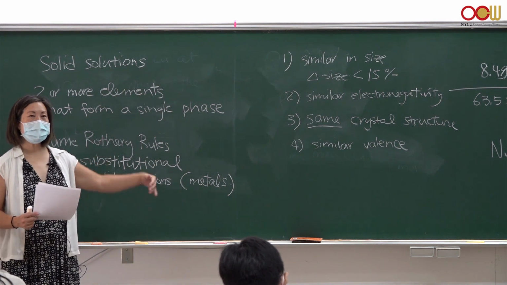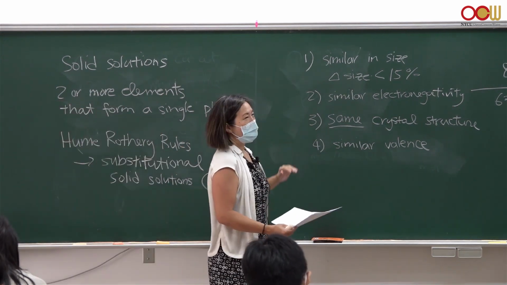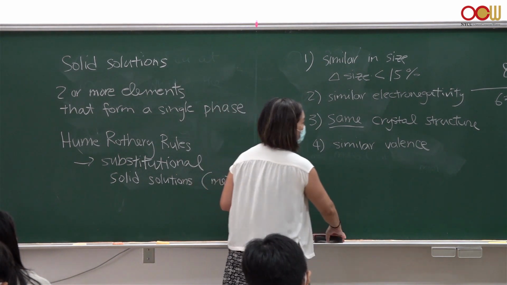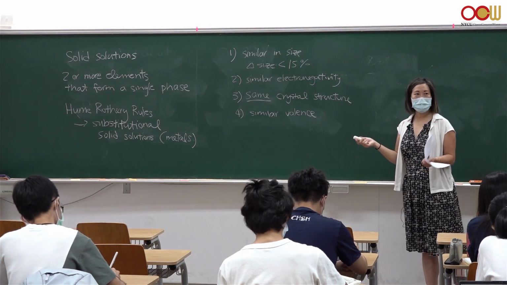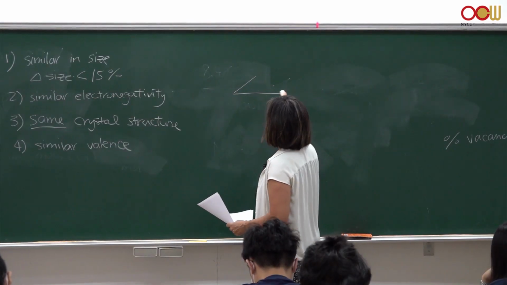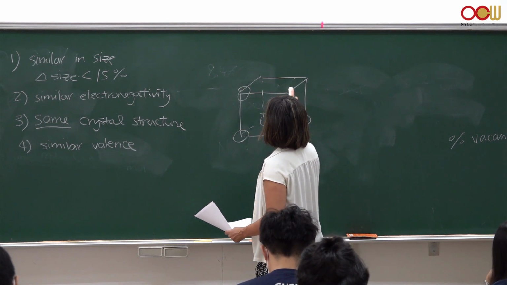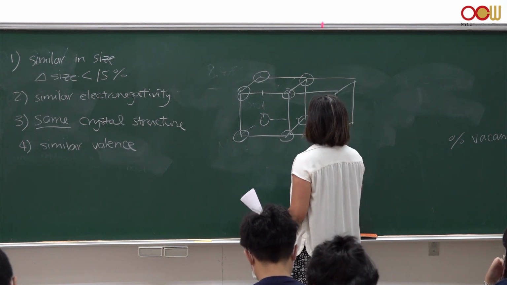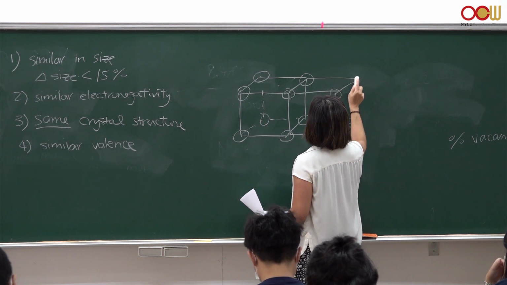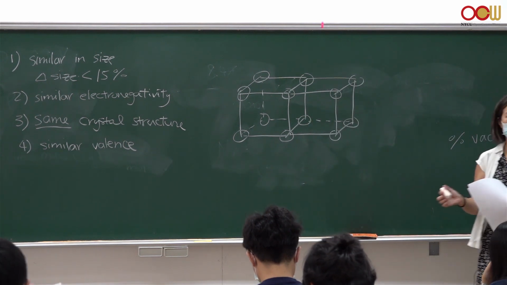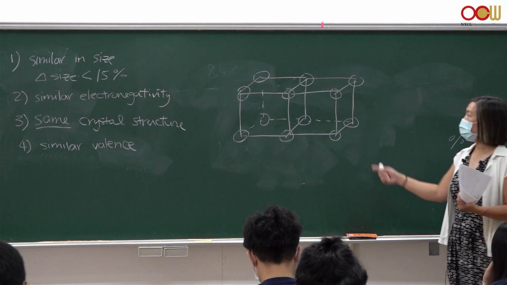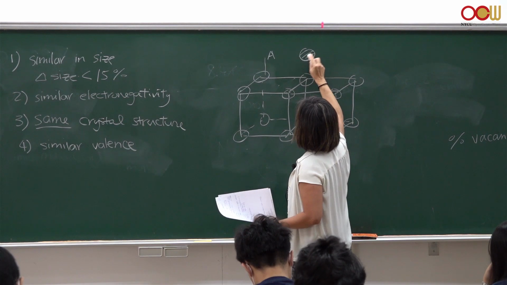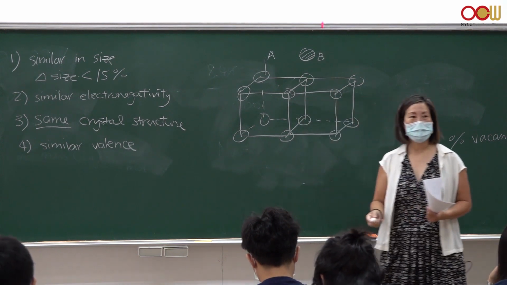So can you think of some reasons? Let's go over each of these rules, why you might need this rule in order to have a substitutional solid solution. Let's start with something really simple. You have a simple cubic. In a simple cubic, you have an atom on each corner, and this extends in 3 dimensions to form a crystal structure. This is all one atom, so this is atom A. And you want to add atom B and form a solid solution.